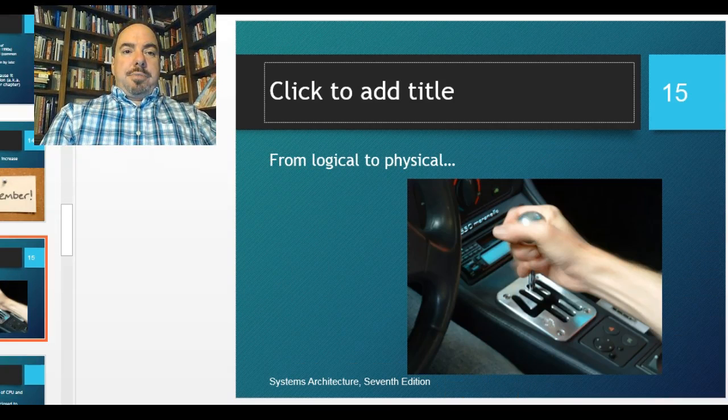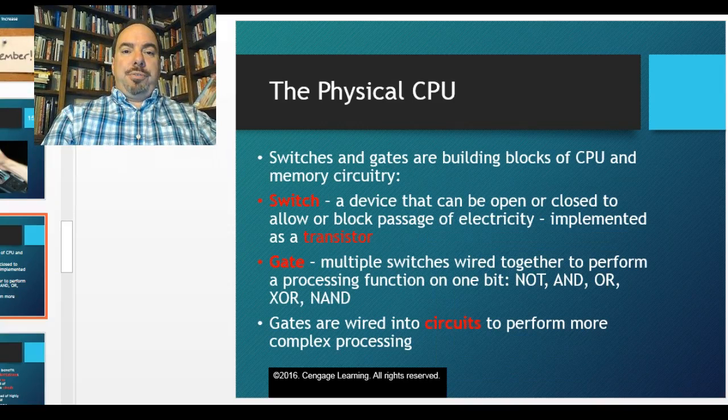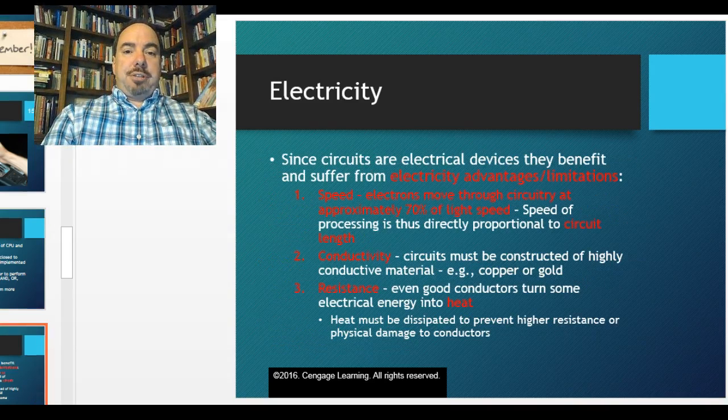That section of the textbook is describing the logical aspects, the logical view of how CPUs work, and then it shifts to a more physical view. We talked about how switches differ depending on whether it's mechanical, electric, optical, or quantum. In our case, a switch is just either open or closed, either passing electricity or not on a transistor. A gate means there are multiple switches wired together. Circuits are multiple gates wired together to do more complex processing.